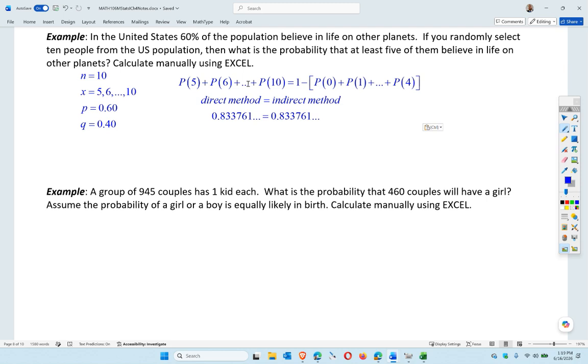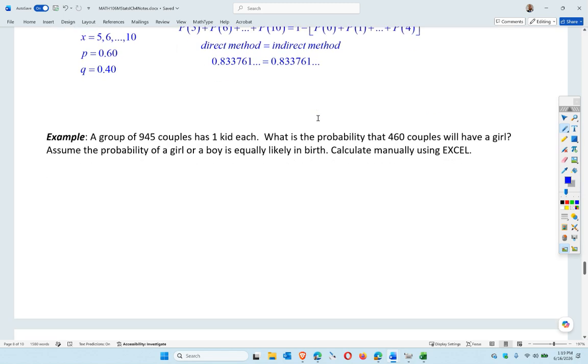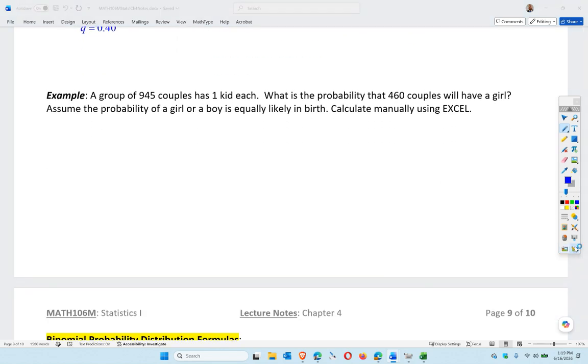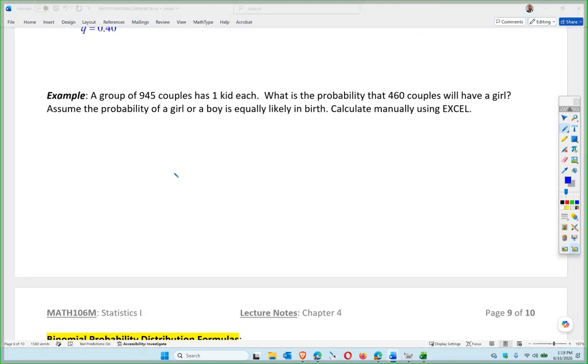And this is the next one we're going to run into here, which is why I give this problem. Let's say we want to know the number of girls in birth, I guess, right? So you have 945 couples. So what's the probability I'm going to get 460 girls? Okay, so I want to know the probability of 460. All right, so it's 945 people giving birth, right?